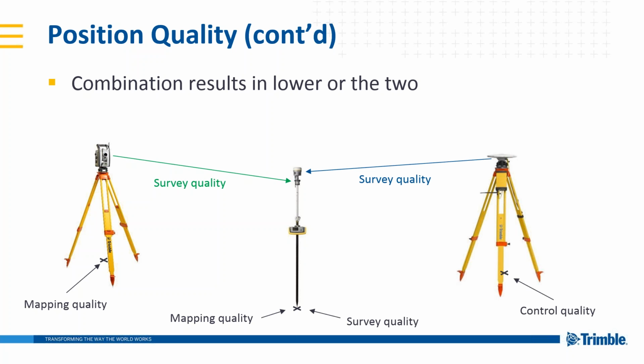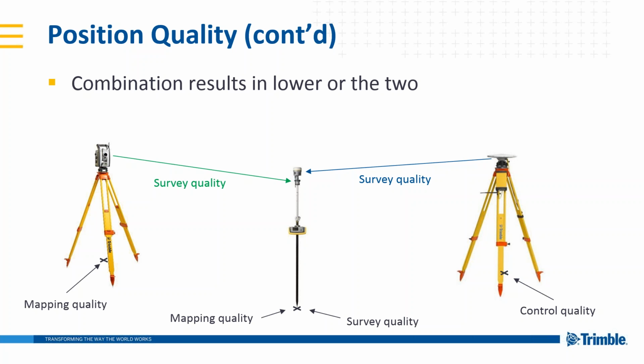Now, let's take another instrument. In this case, a GNSS receiver sitting over top of a control point. The delta vector that comes from that instrument is, like the other one, survey quality. So what is the position of the ground mark that we compute from this calculation? Well, we have control quality and we have survey quality. Control quality is higher than survey quality. Therefore, the lowest is survey quality. So the ground mark that we compute from that calculation will be survey quality.